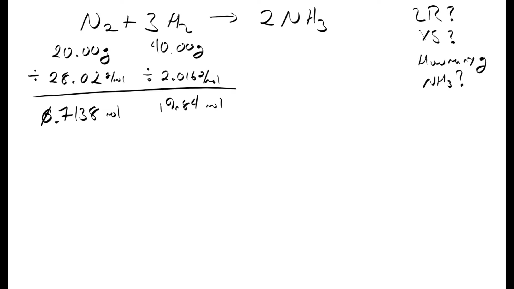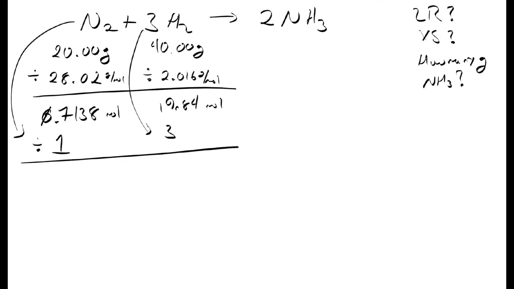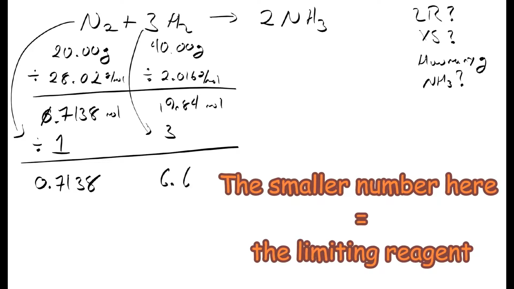So now that we've converted to moles, we divide by coefficient. Okay. So that means we divide this guy by 1, divide this one by 3, so 0.7138 versus 6.614. All right, so this one is really, really painfully obvious, okay? You have a limiting reagent over here versus the excess reagent over here. So that means that the moles of nitrogen is going to limit the reaction, and you're just going to have a heck of a lot of hydrogen left over.